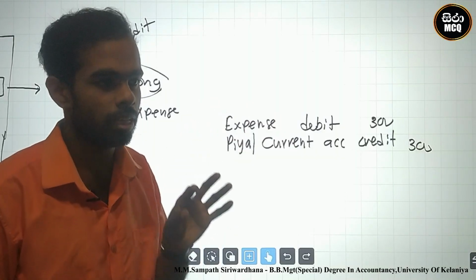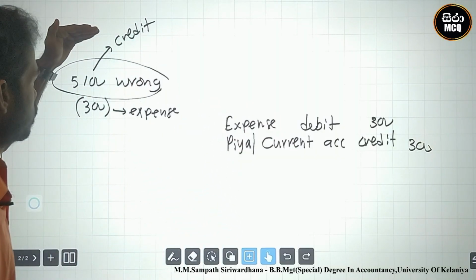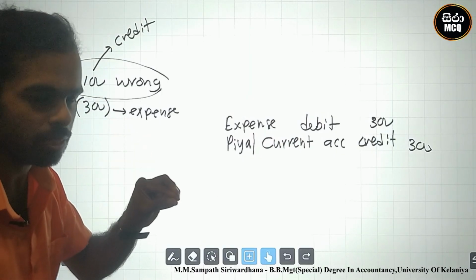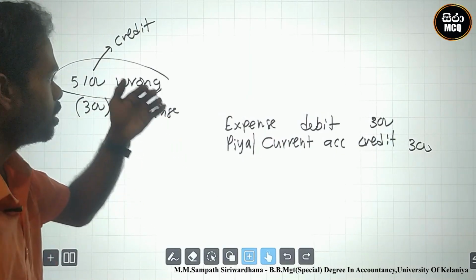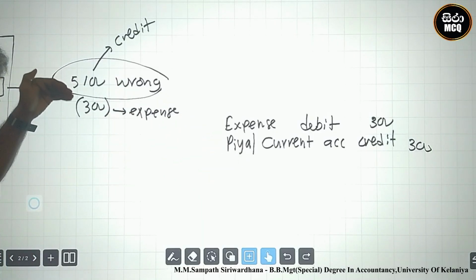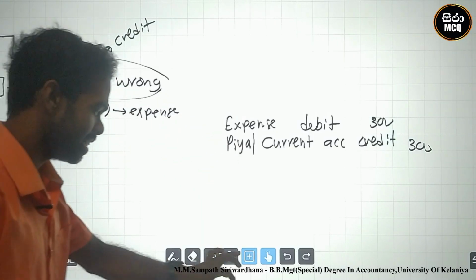Expenses are debit, no? Therefore, this 5,100 was credit. The current profits are credit. At that time, expense was debit, no? This is opposite. Therefore, I deduct this one. Okay, next one.